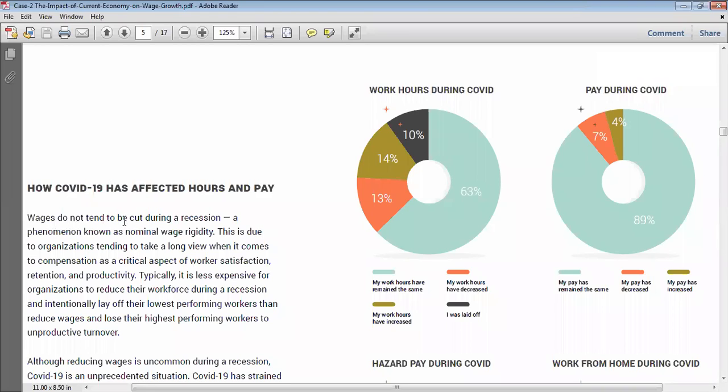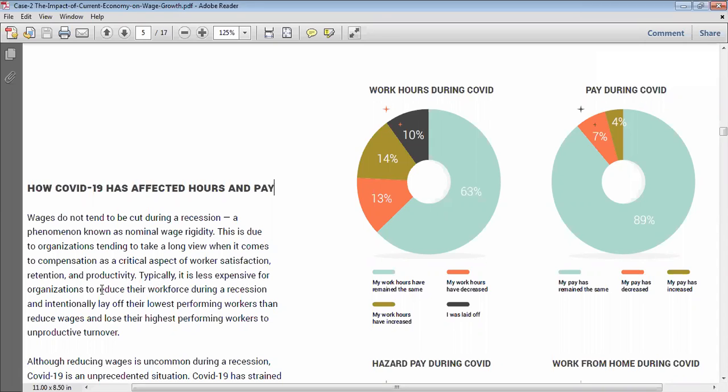Wages do not tend to be cut during a recession, a phenomenon known as nominal wage rigidity. This is due to organizations tending to take a long view when it comes to compensation as a critical aspect of worker satisfaction, retention, and productivity. So generally, during a recession, it is not compulsory to cut salary, because that will have an effect on employee satisfaction, retention, and productivity. So companies may prefer to wait and watch. In the long term, maybe the conditions will improve.